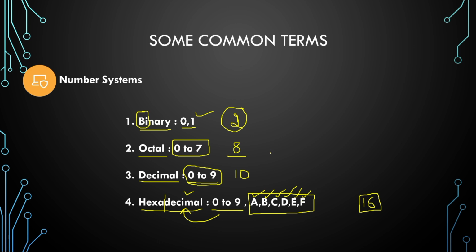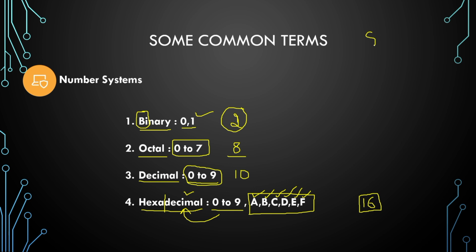I am not going in depth with conversions, meaning converting from one number system to another. I hope you all know that, or I expect you to learn that as part of an assignment. But one thing we should know here is converting directly from binary to octal or binary to hexadecimal, or octal to binary or hexadecimal to binary. Let us see how we can do that.